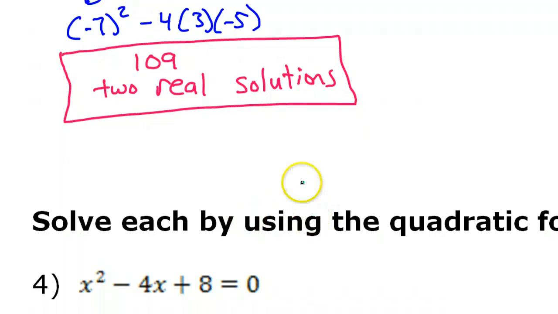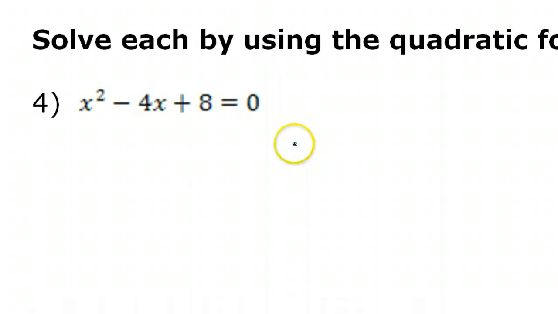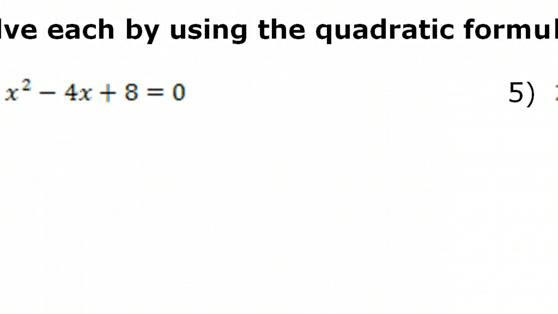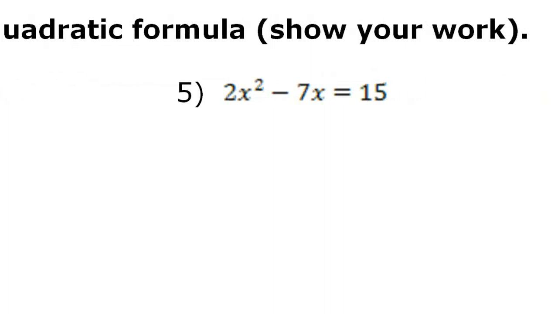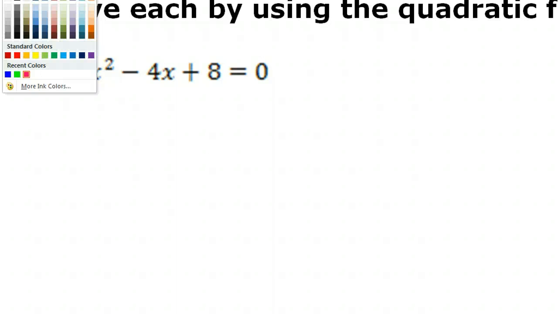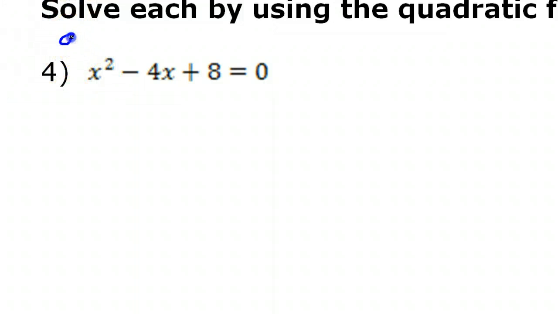Alright, let's move on to number 4 and 5. Solving using the quadratic formula. Okay, show your work, of course. Okay, so we need to know what a, b, and c are. So it looks like a is 1 because that's the coefficient. b is negative 4, and c is 8.